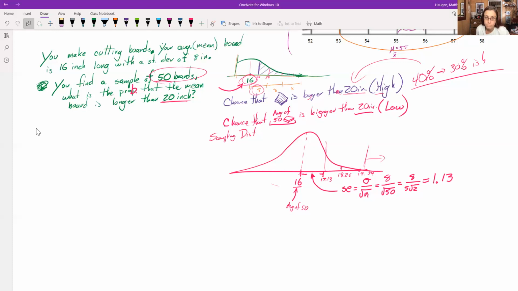There aren't very many stacks like that, right? You'd have to have a stack where a significant amount of them were bigger than 20 and very few were smaller than that 16, right? So finding that average of 50, that stack of 50 being bigger than 20, well, not only is it low, it's super low. There's just not going to be very many, if any, stacks like that. Does that seem reasonable? But how low is low?